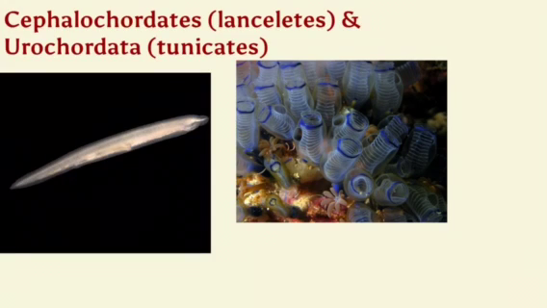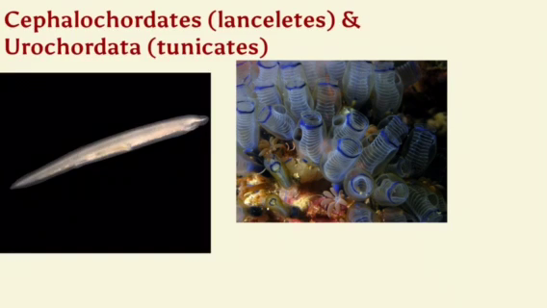Cephalochordates, an example being lancelets, that's how you pronounce that. Cephala has to do with the brain or the central nervous system head region. Adult lancelets have a head region. That's why they have that designator of a cephalochordate.